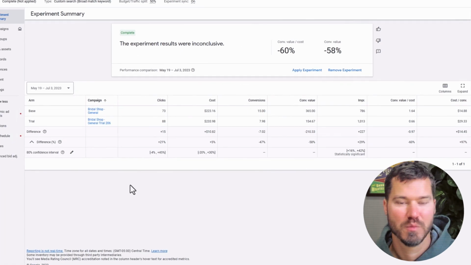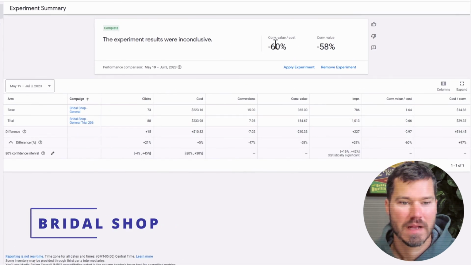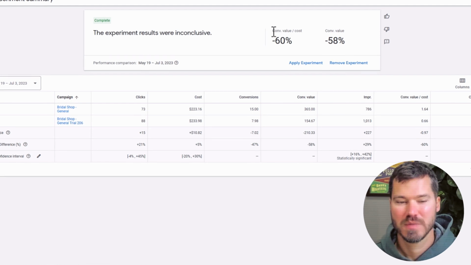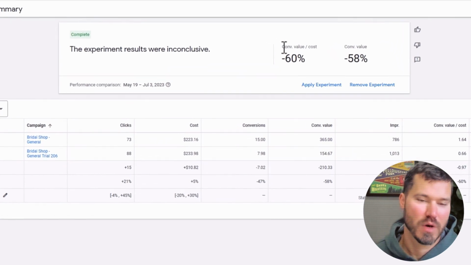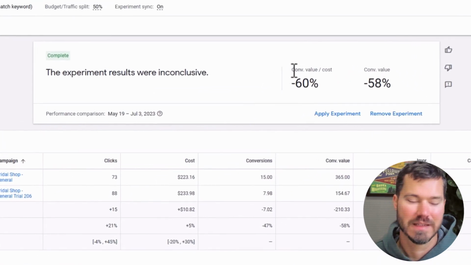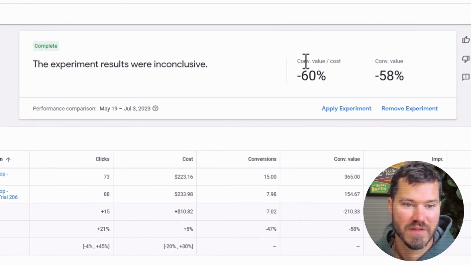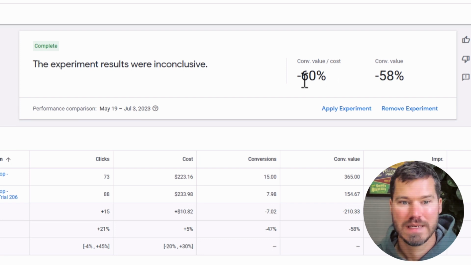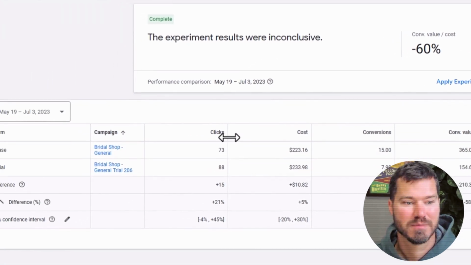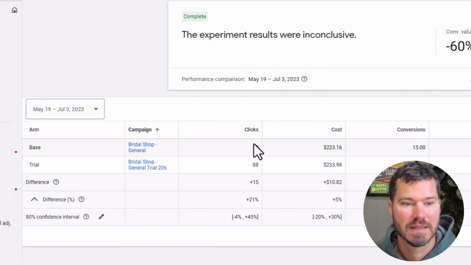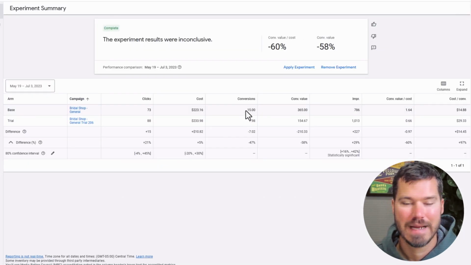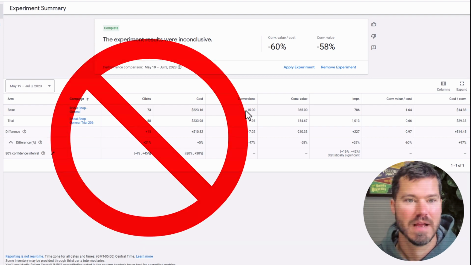This next one was for a bridal shop in Wisconsin. We're actually tracking conversion value on this one just because of the way we're tracking conversions. There's appointment clicks and phone calls that have relative values. So the conversion value over cost, which is also the ROAS number, return on ad spend, went down 60%, which is bad. And then the total conversion value went down 58%. This one was also inconclusive because probably it's just a small sample size, but pretty clearly did not improve the results. So I didn't apply this one.